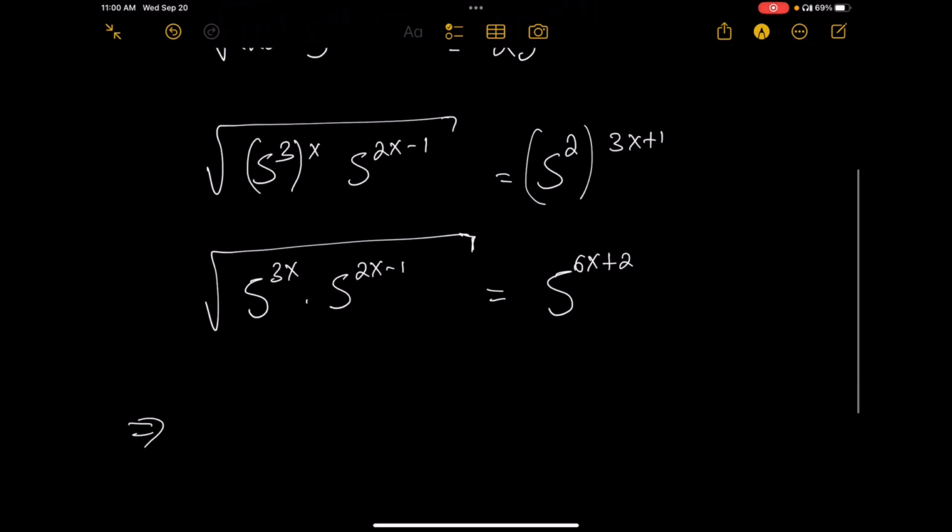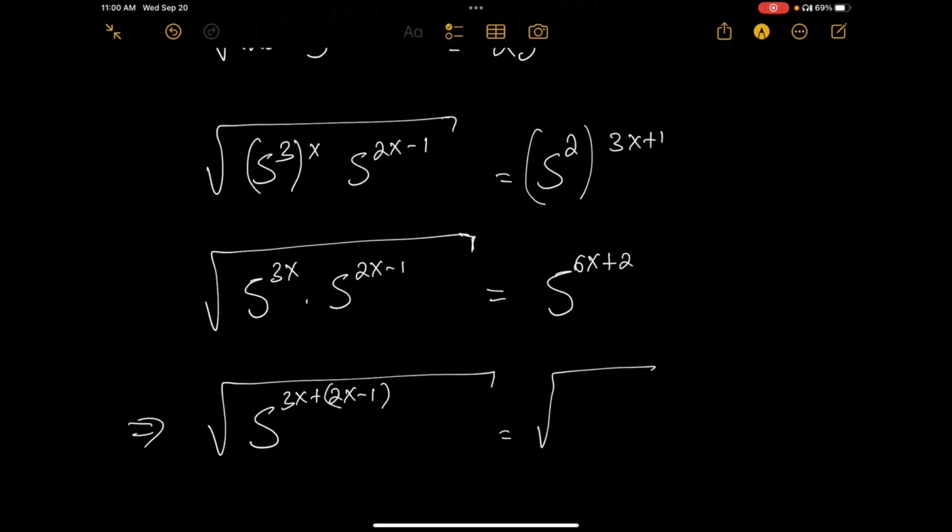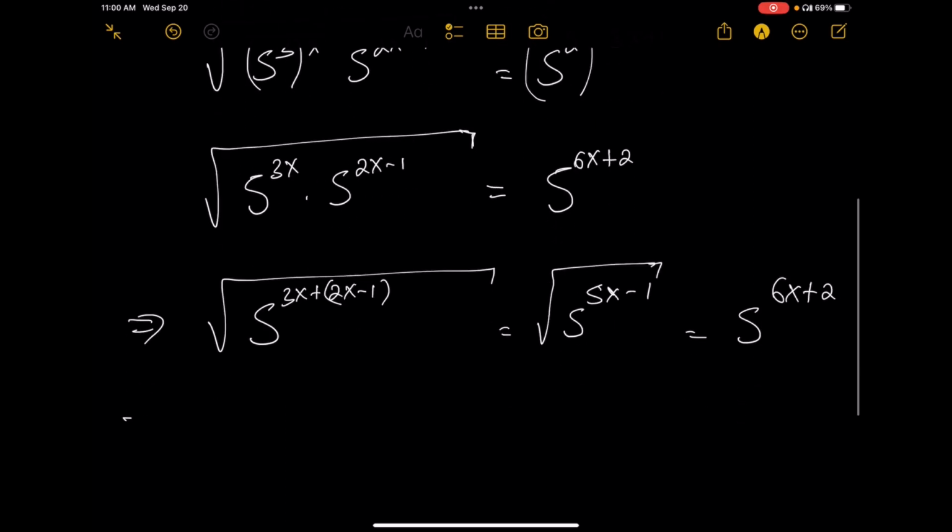Okay, which implies the square root of 5 to the power of, if the bases are the same, the exponents are added. That's 3x plus 2x minus 1, which would be square root of 5 to the power of 3x plus 2x, that is 5x minus 1, which is equal to 5 to the power of 6x plus 2. Okay, which implies 5 to the power of 5x minus 1 over 2 ማለት ነው, is equal to 5 to the power of 6x plus 2 ማለት ነው.